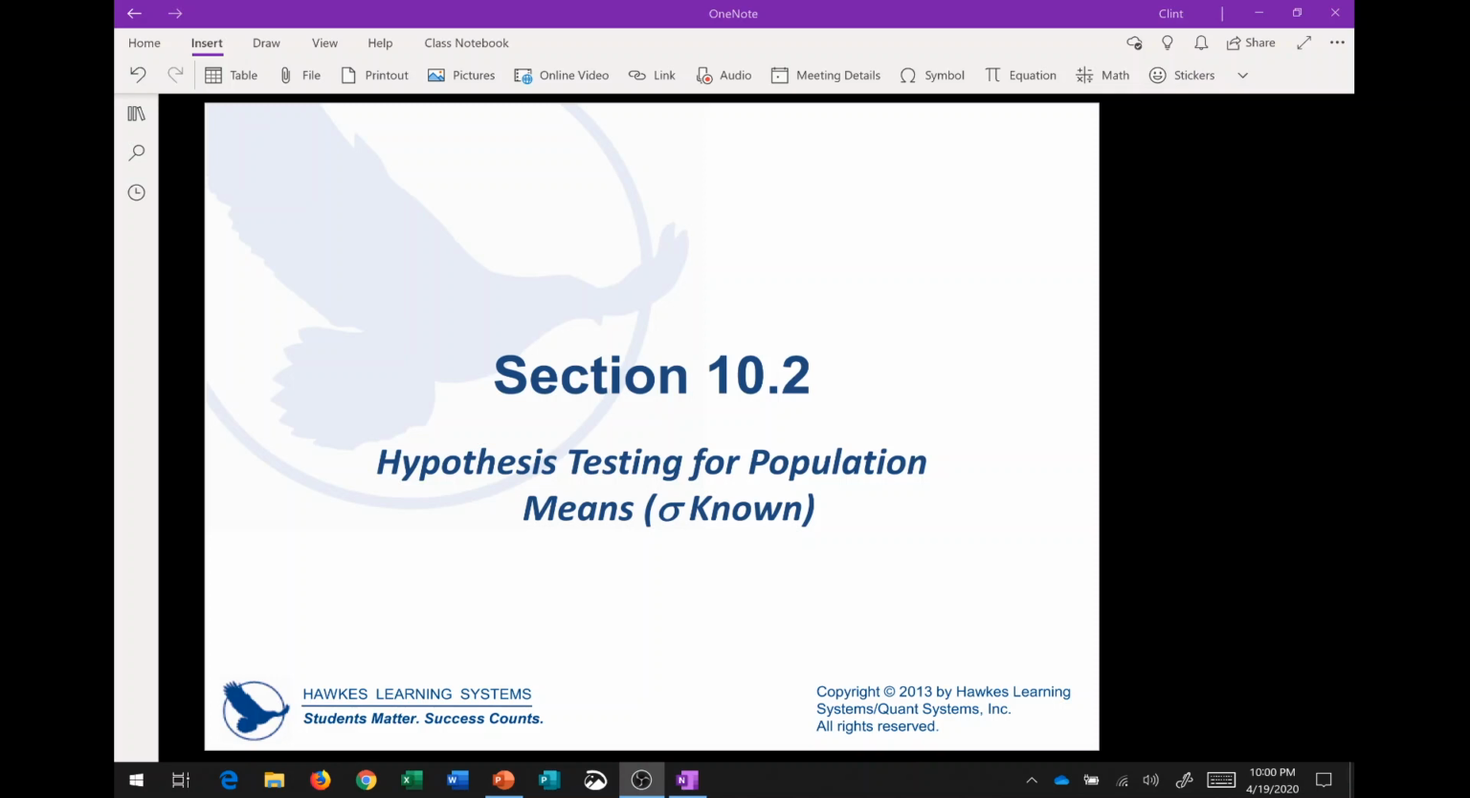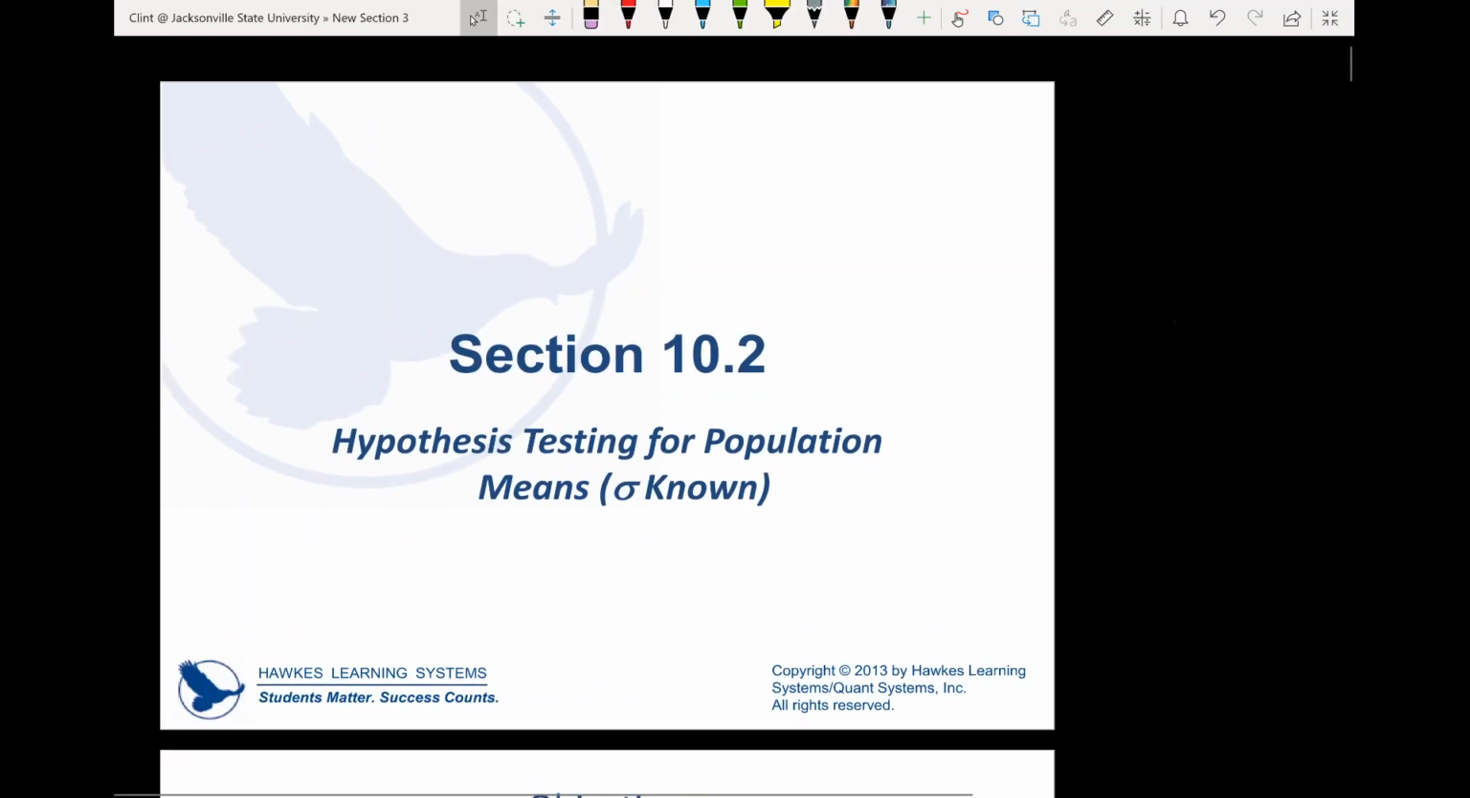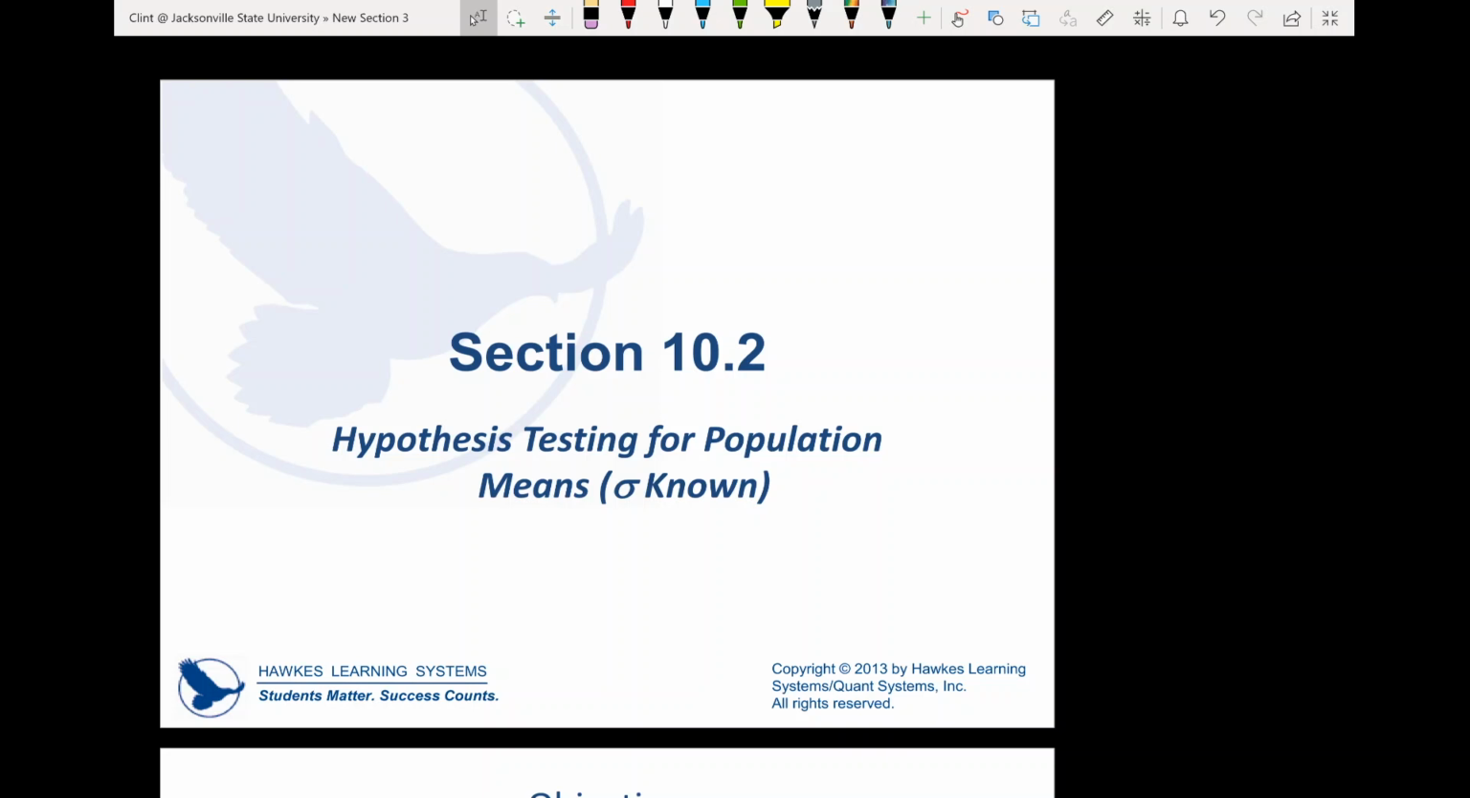One important thing here is that in this section, 10.2, the way we're going to go about things is under this assumption that we know the population standard deviation. Lots of times that is not the case, but that's what we'll talk about in 10.3, what to do when we don't know it. So here we are making that assumption.